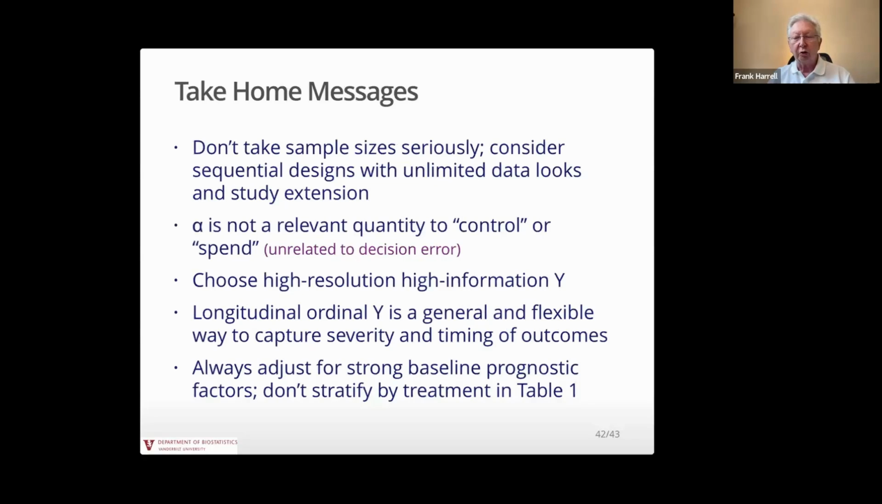So the take-home messages are, don't take sample size seriously. Consider sequential designs with unlimited data looks to maximize the Bayesian power and minimize the sample size and to quit wasting so much money. Alpha is not a relevant quantity to control or spin because it's completely unrelated to decision errors. Choose a high resolution, high information outcome variable that will have a huge effect on the power. Longitudinal ordinal is a general and flexible way to capture severity and timing of outcomes. Always adjust for strong prognostic factors and don't stratify by treatment in table 1. Because if you stratify by treatment in table 1, you don't really understand randomization.